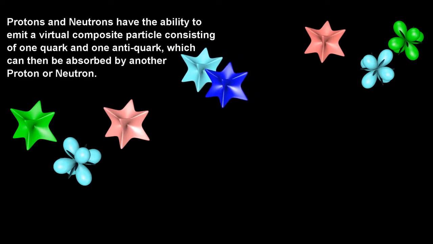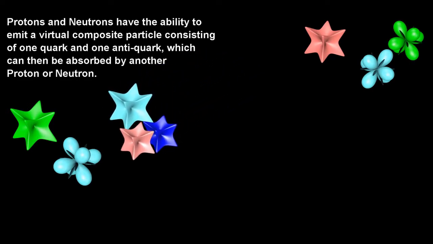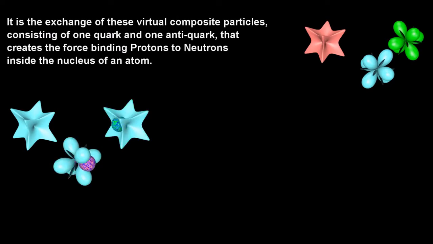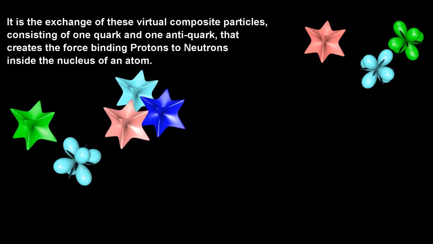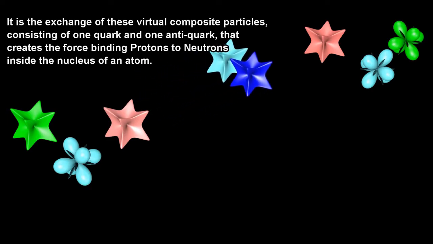Protons and neutrons have the ability to emit a virtual composite particle consisting of 1 quark and 1 antiquark, which can then be absorbed by another proton or neutron. It's the exchange of these virtual composite particles that creates the force binding protons to neutrons inside the nucleus of an atom.